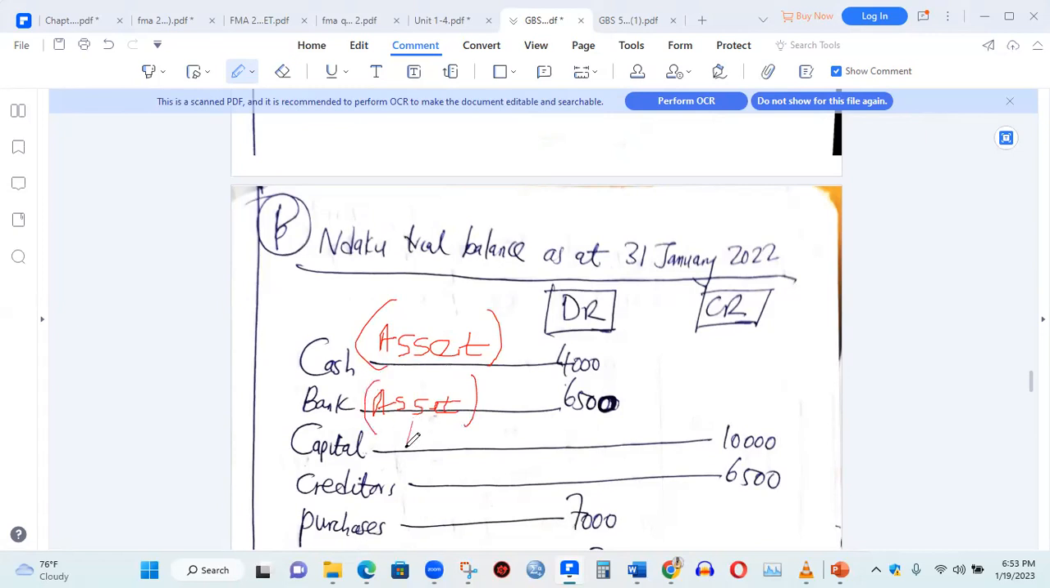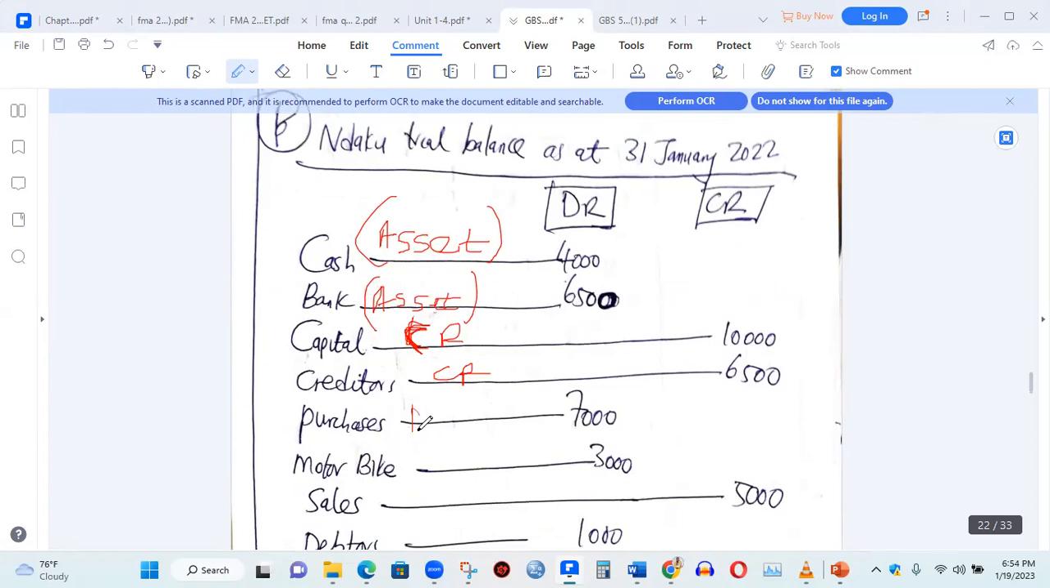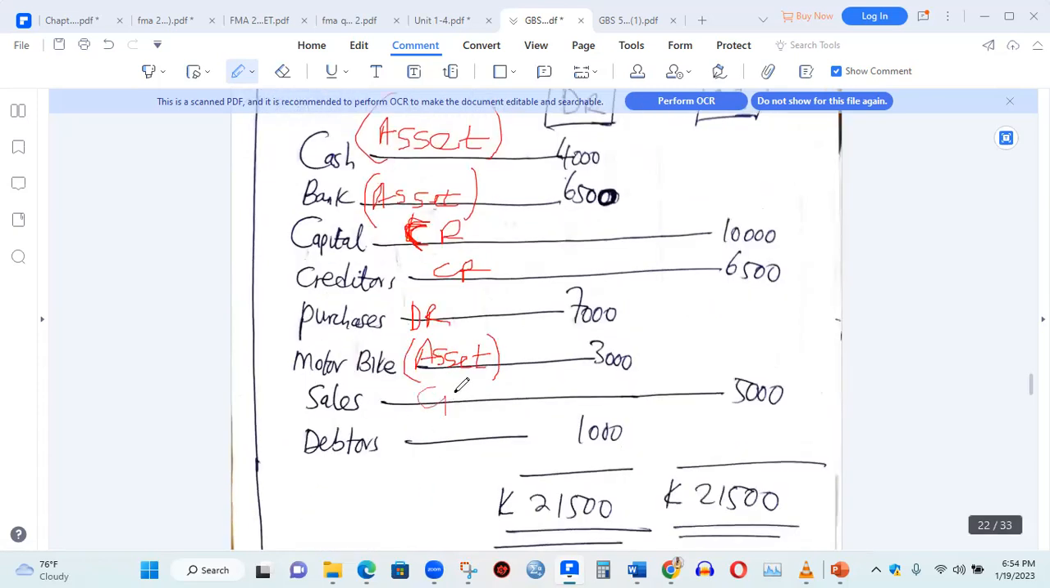Then this is the capital. It has a credit balance. So capital has a credit balance. Creditor has a credit balance. Purchases, this one has a debit balance. Motorbike is an asset. It has a debit balance. Sales has a credit balance. Debtors, these ones, they have a debit balance. So this is just about what goes on as we look at this given problem.